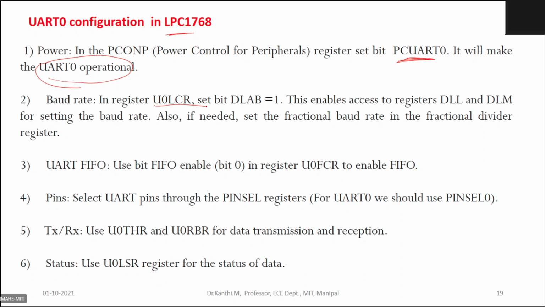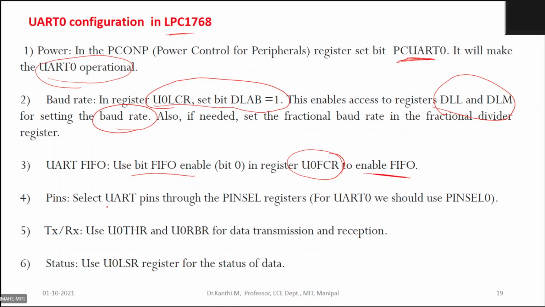And the UART line control register. You enable this, and calculate a value, loading the DLL and DLM for setting the specified baud rate. Then use the FIFO enable bit in the FIFO control register, which is U0FCR, to enable the FIFO, and select the pins, whatever I have just mentioned.